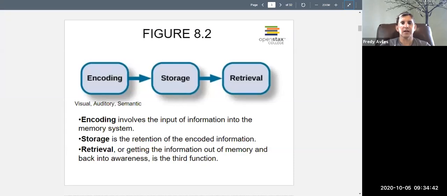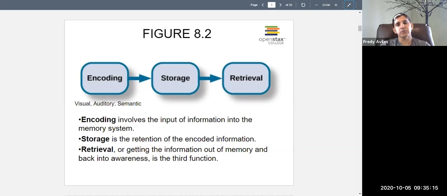Well, there's your definition there. Encoding involves the input of information into the memory system. Encoding is basically when you first access the information. Okay, so when you see something, you hear something, smell something, whatever it is, your senses take up information and it enters the memory system. It says there, next to the flowchart, that encoding could be visual, auditory, or semantic. So yes, encoding could be visual.